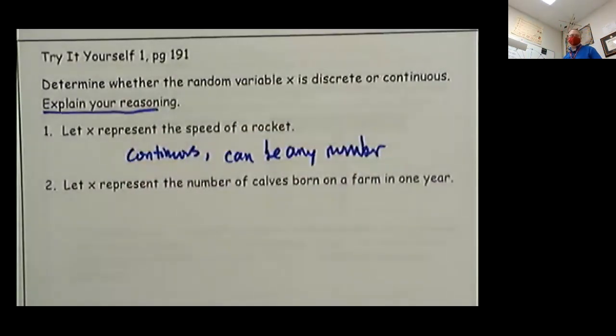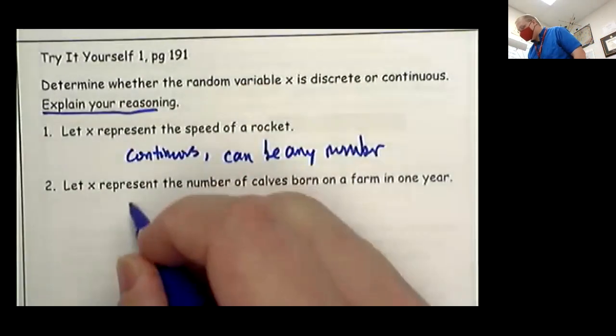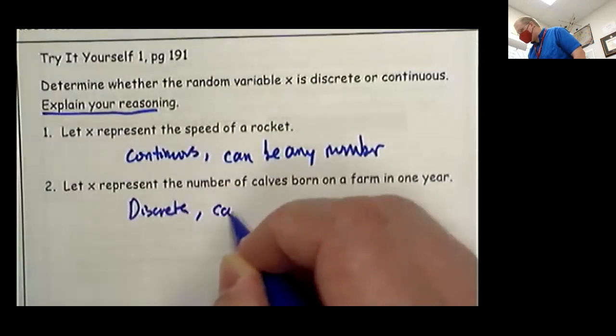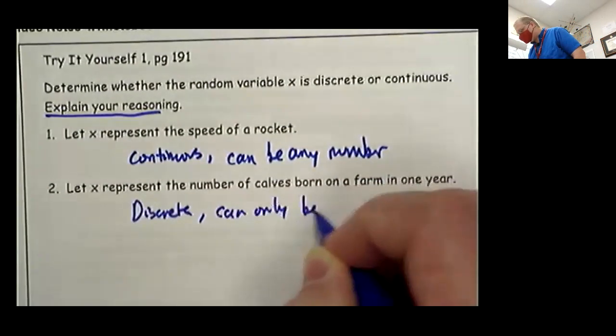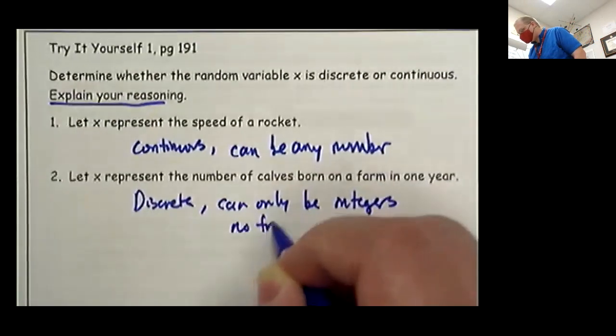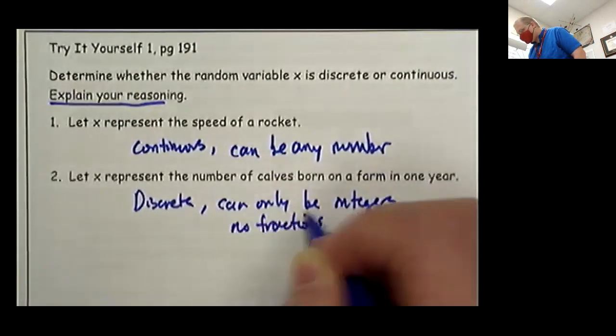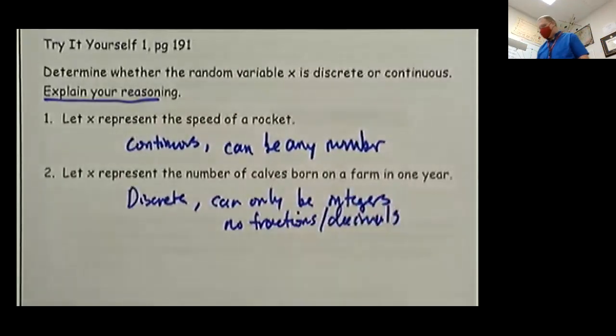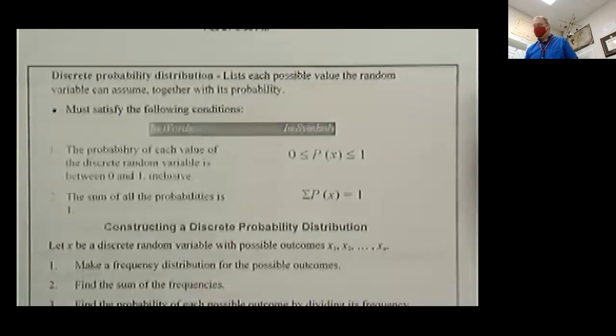Number 2, let x represent the number of calves born on a farm. So baby cows. Can you have half of a baby cow born? That doesn't really make any sense. Either you have a cow born or you don't. And so that is discrete, right? It can only be integers, no fractions or decimals. Any of those explanations would work. All right, now let's move on to the next step.